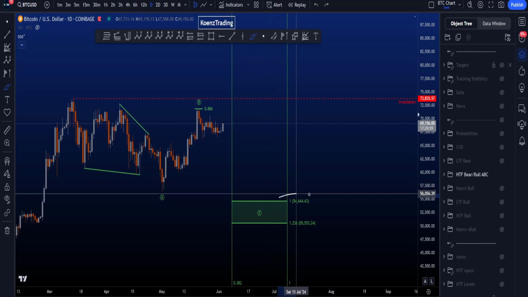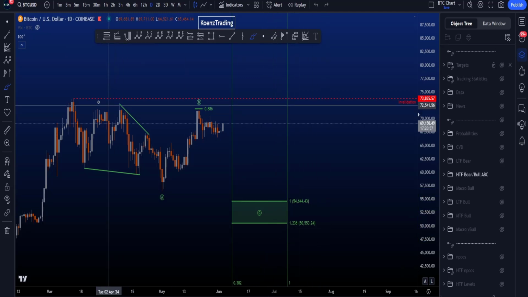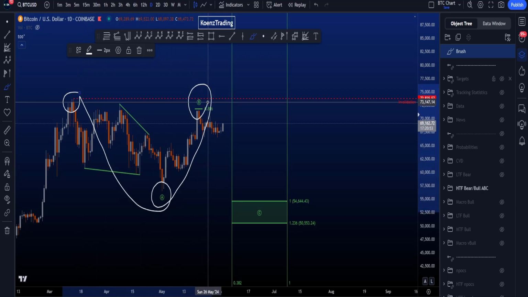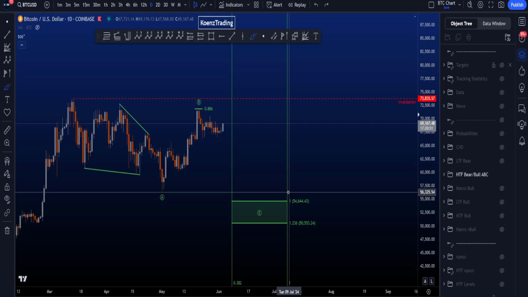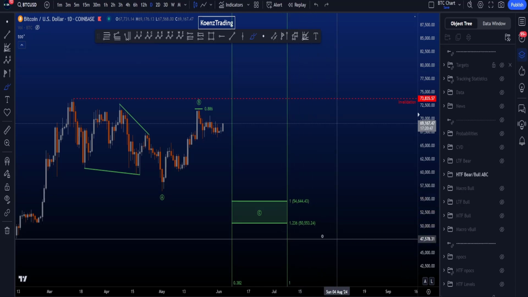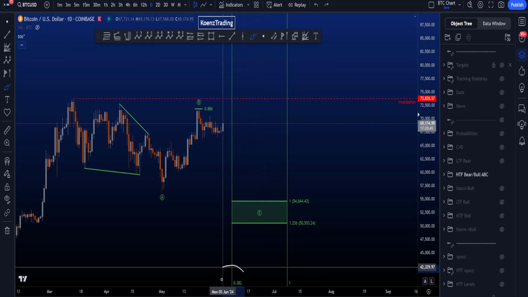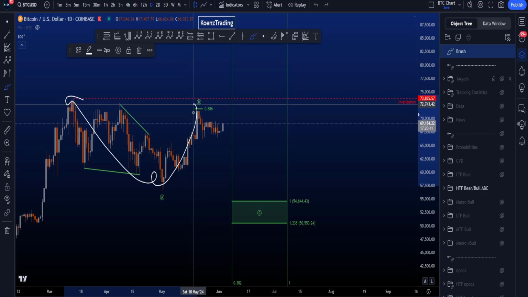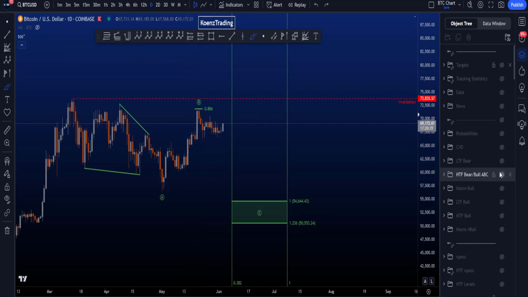Common target for your wave C is between the 1 and the 1.236 trend-based Fib extension, taken from the start to the end of A to the end of wave B, giving you a target between 54.6k and 50.5k. Preferably wave C also ends after the 0.382 Fib time, taken from the start to the end of A to the end of B, sitting on the 8th of June.